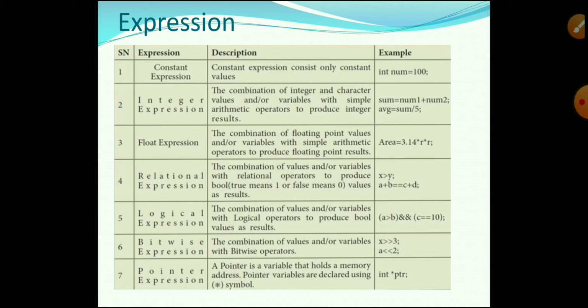Next one is the relational expression. What is it, sir? The combination of values and or variables with relational operators, to produce a bool. True means 1, false means 0. In a relational expression itself we check conditions. We assign two variables, a and b, or x or y, whatever it is, and apply a less than b. The condition will be true or false. If the condition is true, the result will be 1. If the condition is false, the result will be 0. True means 1, false means 0.